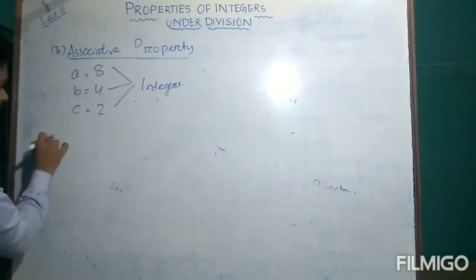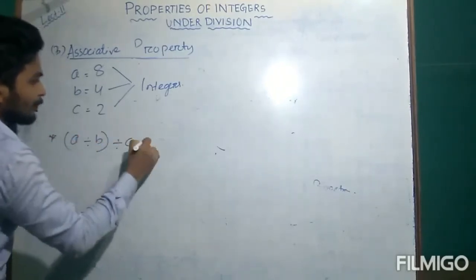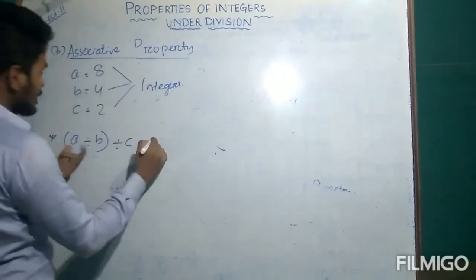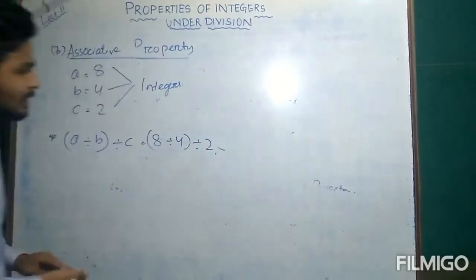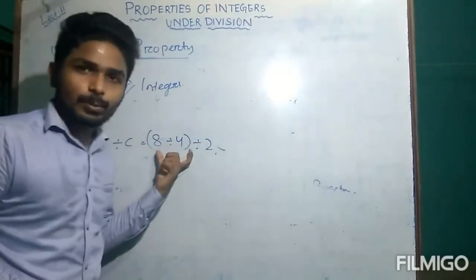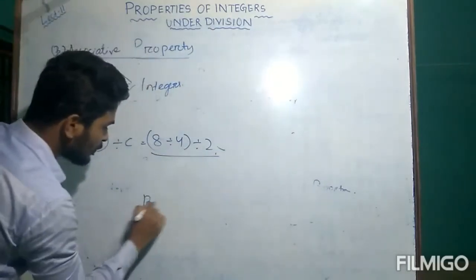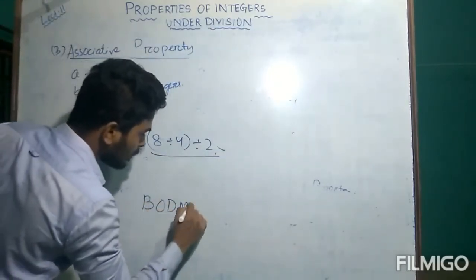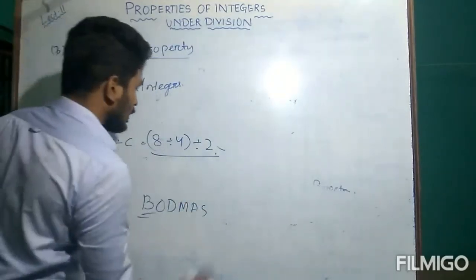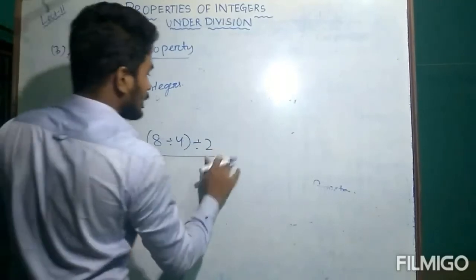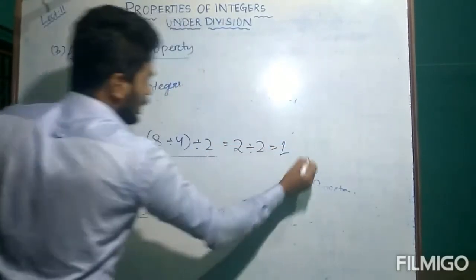Now we will find (a divided by b) divided by c. So first write 8 divided by 4 divided by 2. In this case you have to put a bracket over the first two terms. You can solve this by using which rule? BODMAS rule. First you have to work on the bracket. Next it will be 8 divided by 4 is 2, then 2 divided by 2, that is 1.